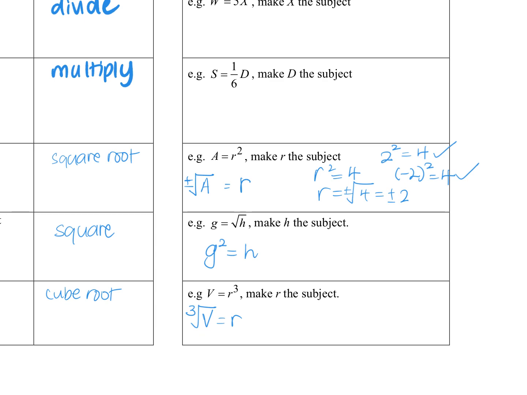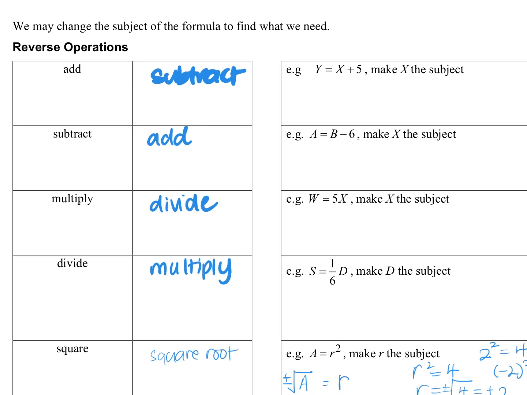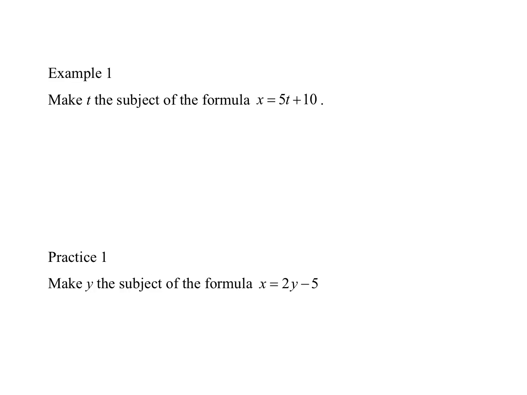Now that we know the basics of all the different reverse operations, we are ready to do changing the subject of a simple formula. In example 1, make t the subject of the formula x equals 5t plus 10. So I'll take it as x equals 5t plus 10. I want to make t my subject. So I'm going to take t to be my bad guy, the criminal. Then I want to try to catch the criminal, right?